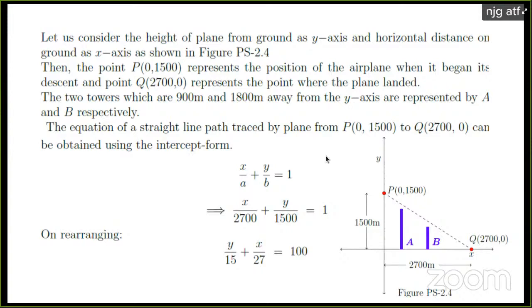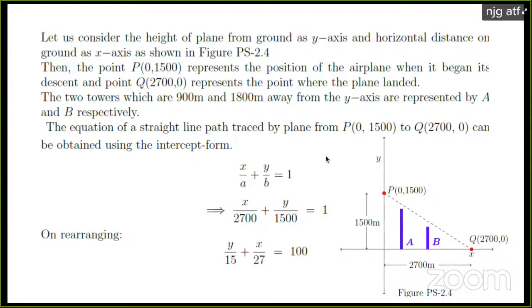Basically, you have to consider the height of the plane from the ground as the y-axis and the horizontal distance on the ground as the x-axis, as shown in the figure. If you see the figure, if you are seeing some 1500, that means the plane is at a height of 1500 from the ground. And the horizontal distances given in the question are the x-axis. Now directly my point P becomes (0, 1500) and point Q becomes (2700, 0).